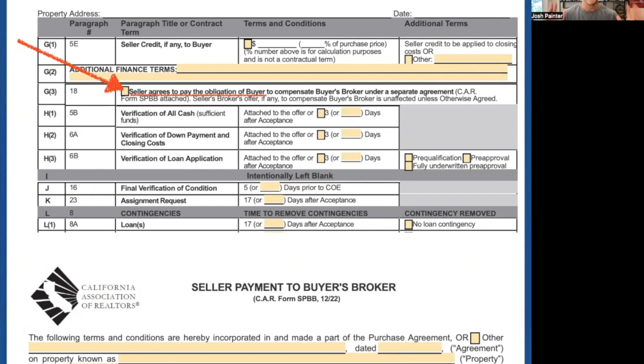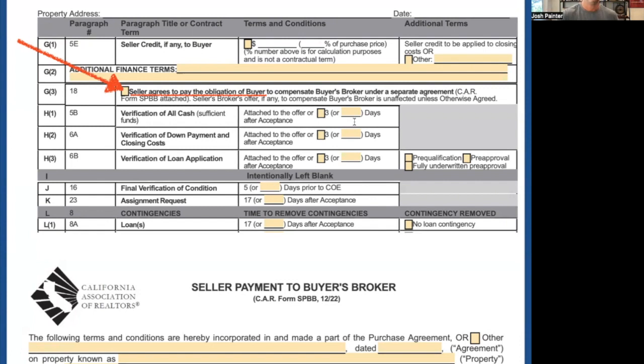So starting off, I've got the RPA section right here at the top, and you can see that there's a box that says seller agrees to pay the obligation of buyer to compensate the buyer's broker. A lot of agents are just going through their offers and just checking that box. They're not even thinking about what this means. They're just checking a box, and then that's automatically adding the SPBB to their offer.